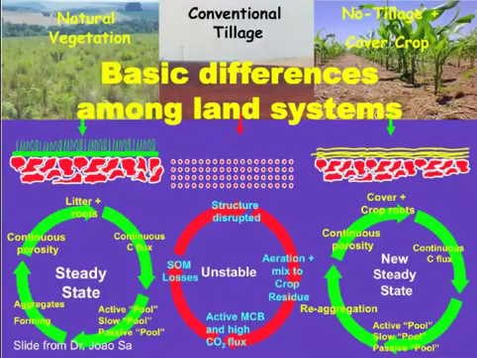And here's basically what we're looking at. We've gotten away from some of these natural cycles. Natural vegetation and no-till and a cover crop are here in green. We have a steady state. When we have this, when we do conventional tillage, we disrupt a lot of these natural cycles. We get soil compaction, and a lot of the nutrients are lost.